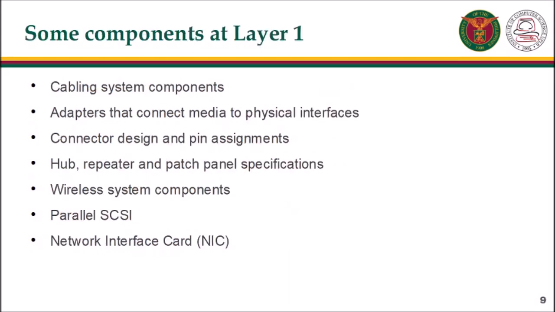Some components at layer 1 are the cabling systems, the adapters, the connector design and pin assignments, hub, repeater, and patch panel, wireless system components, parallel SCSI, and the network interface card.